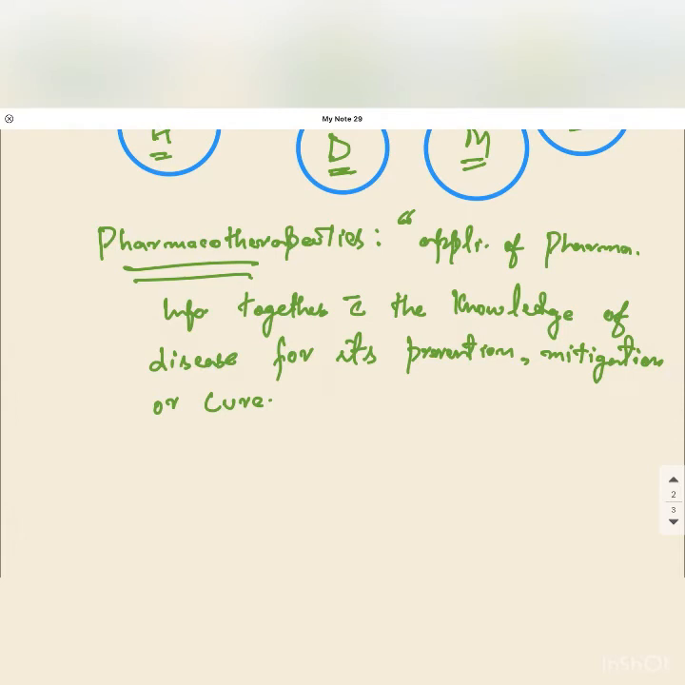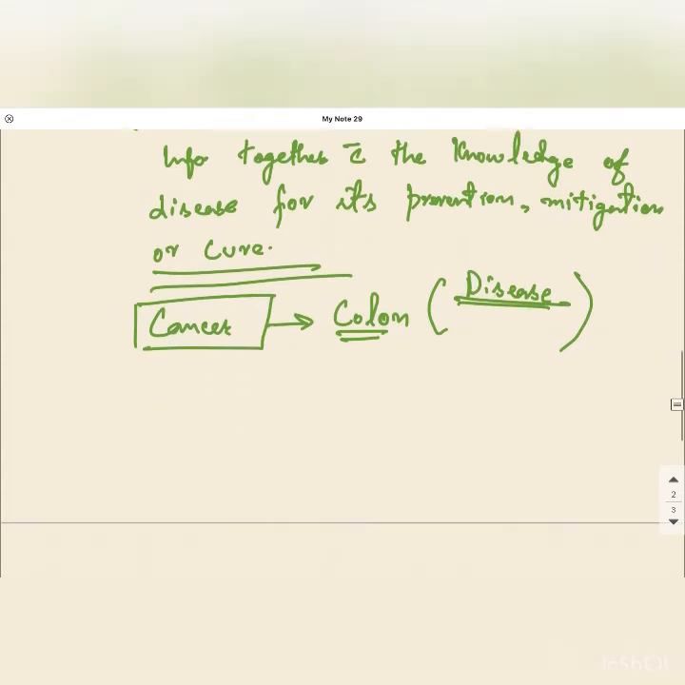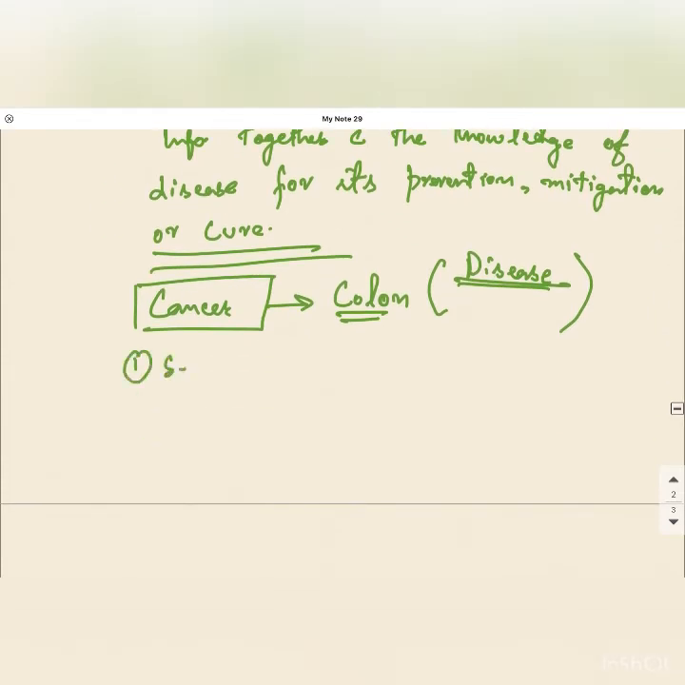For example, if we have a case of a certain cancer, for example colon cancer, what we do here is we study the disease first, very carefully. We study all the research, everything that's related to the disease. Then we select an appropriate drug.